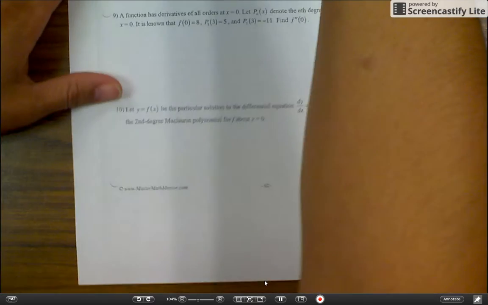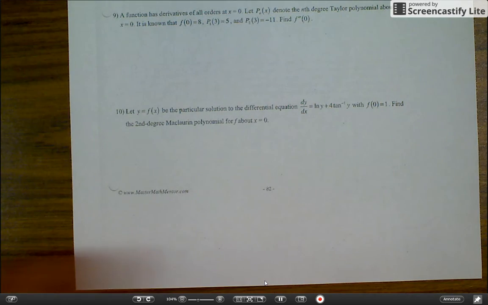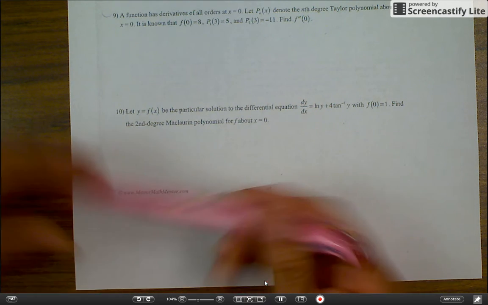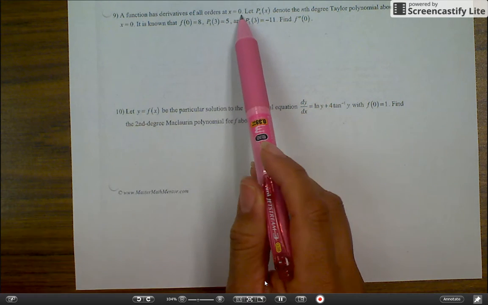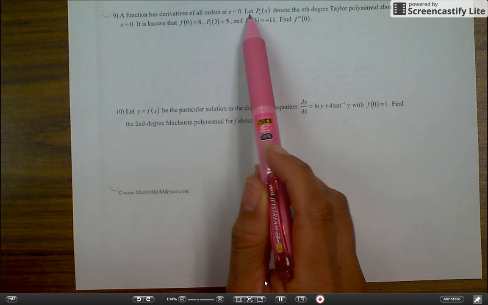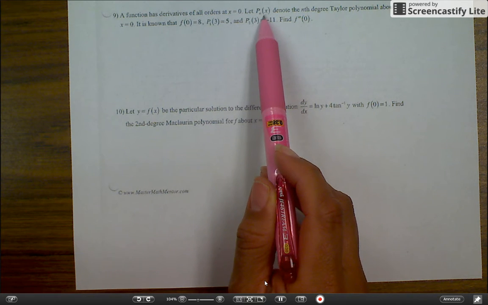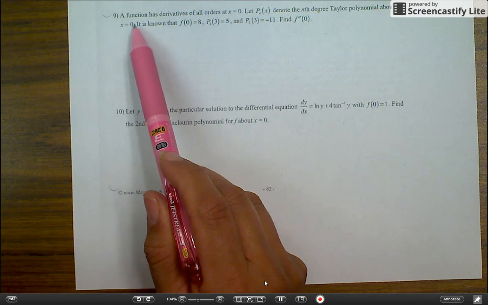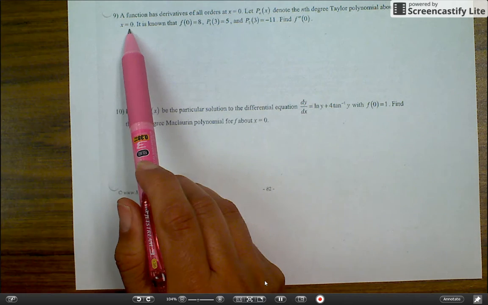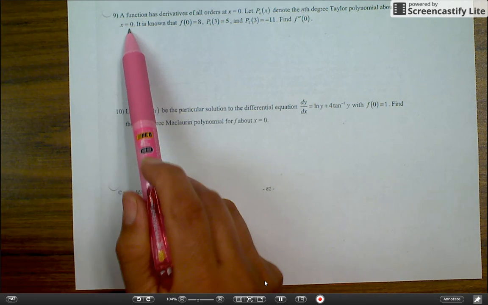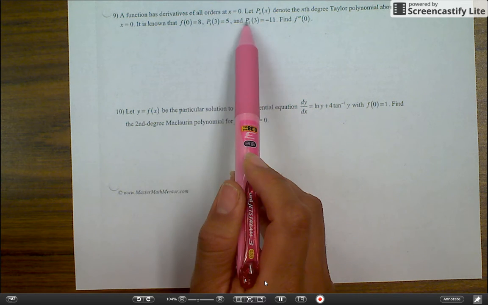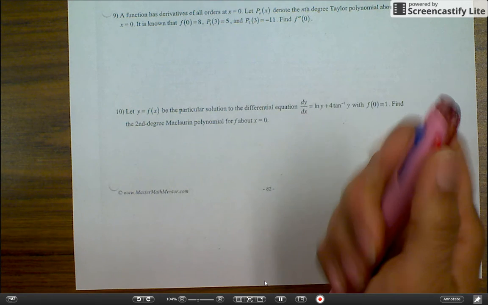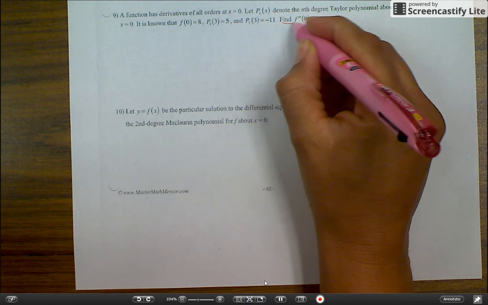All right, students. So going back to this, we were going to do number 9. It says that a function has derivatives of all order at x equal to 0, and let the nth degree polynomial be the Taylor polynomial, although we also know it's the Maclaurin. Maclaurin is the same as the Taylor except at x equal to 0. And it is known these values. We know these values, and they want us to find this guy right here.